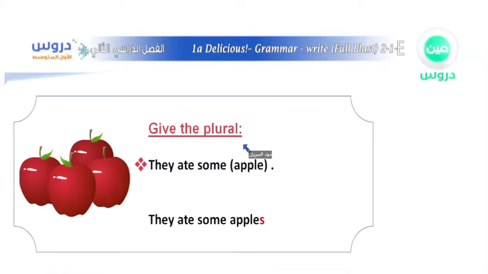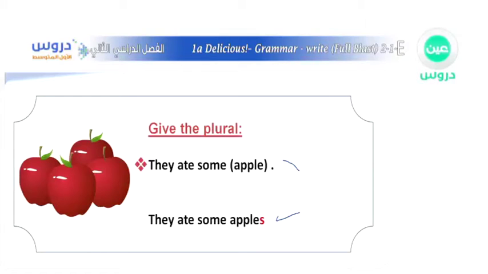Alright, so let's go to this one. As you can see here, they say give the plural, and we know what is the meaning of plural. It means more than one, not just one. So in this sentence they said, they ate some apple. What do you think? Well, to me, I don't think that's right, don't you think? So let's go down and see. They said they ate some apples. So what do you think? In this case, I think this one is correct. However, this one is wrong.